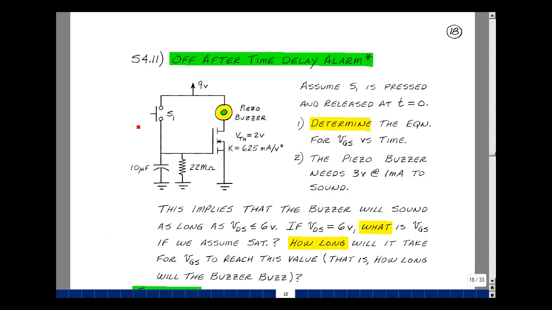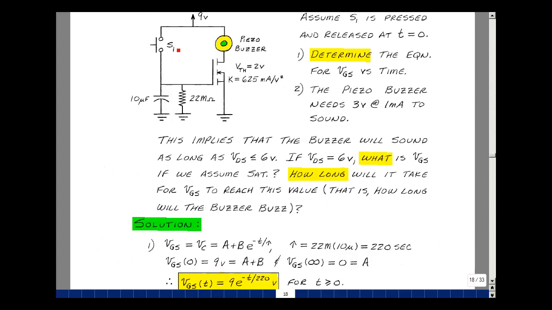t equals 0. Could you determine an equation for the gate source voltage, which is between here and here, versus time? This particular buzzer needs at least 3 volts across it at 1 milliamp to make a sound. This implies that the buzzer will sound as long as the drain source voltage is less than or equal to 6 volts. The drain source is 6. What's the gate source if we assume that we're in saturation? And then how long will it take for the gate source voltage to reach this value? That is, how long will the buzzer buzz?